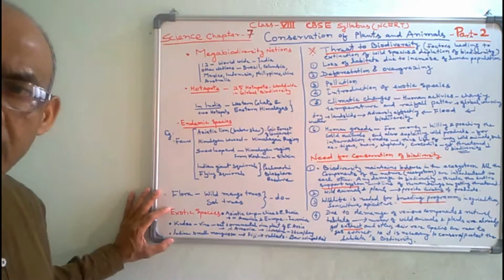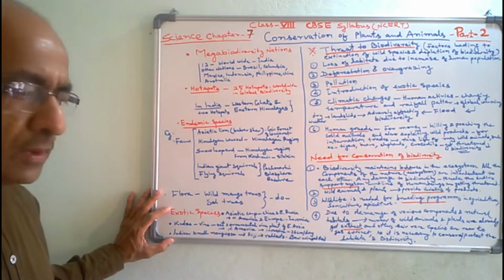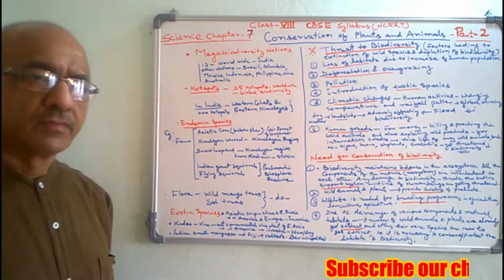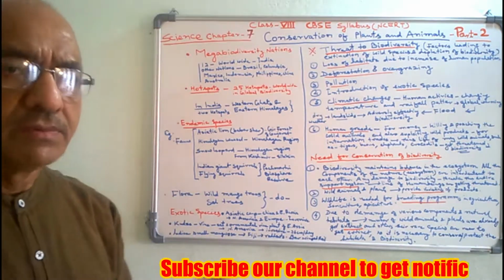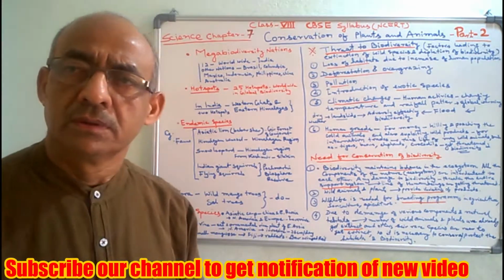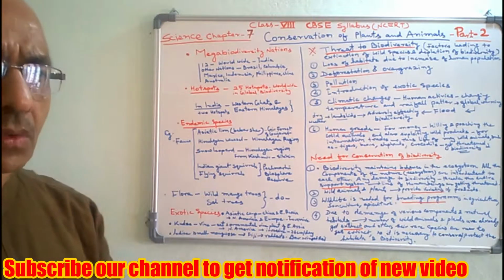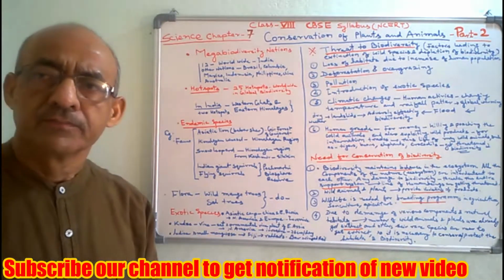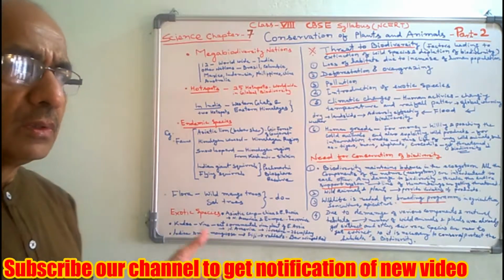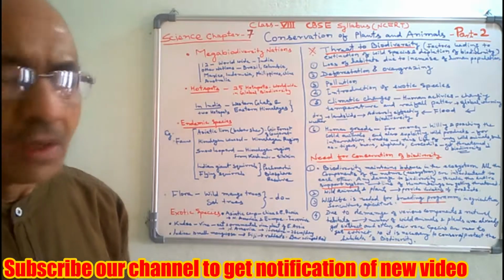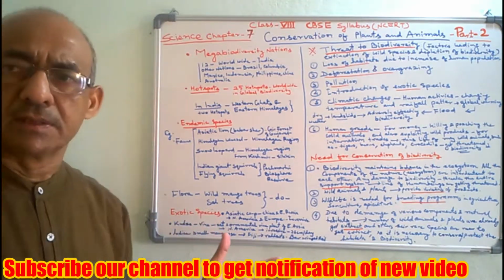Thus here we are finding that generally exotic species are invasive in nature. They used to cause extinction of the local and native species of flora and fauna. So they are also called invasive species.